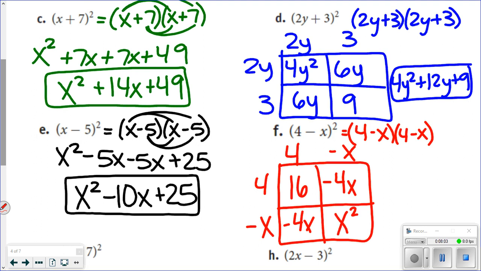Negative x times negative x is a positive x squared. And then I'm going to write it in standard form, so my x squared comes first, then negative 8x, then the positive 16.